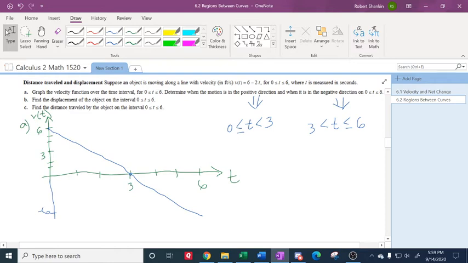Okay, now go on to B, find the displacement of the object. If you haven't already done so, let me give you another minute.